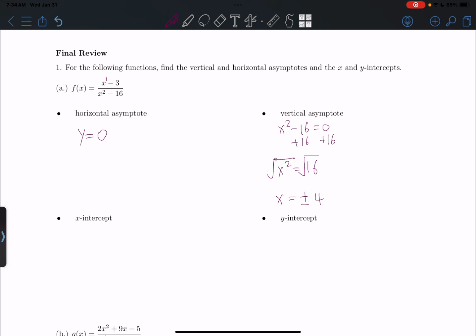Okay, the small rule here is you must write your asymptote in the way of an equation of a line, a vertical line, which is simple enough, actually just x equals 4 and x equals negative 4. Both of these are descriptions of vertical lines.